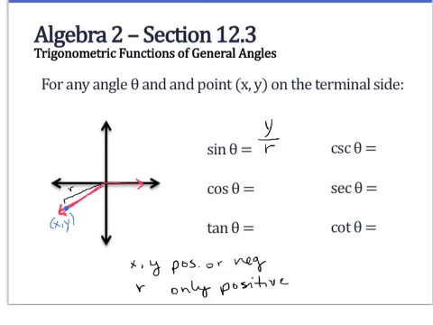So here's r. Now cosine is x over r, and tangent is y over x. Cosecant is the reciprocal of sine, so that makes that r over y. Secant is the reciprocal of cosine, so r over x, and then cotangent is the reciprocal of tangent, like that.